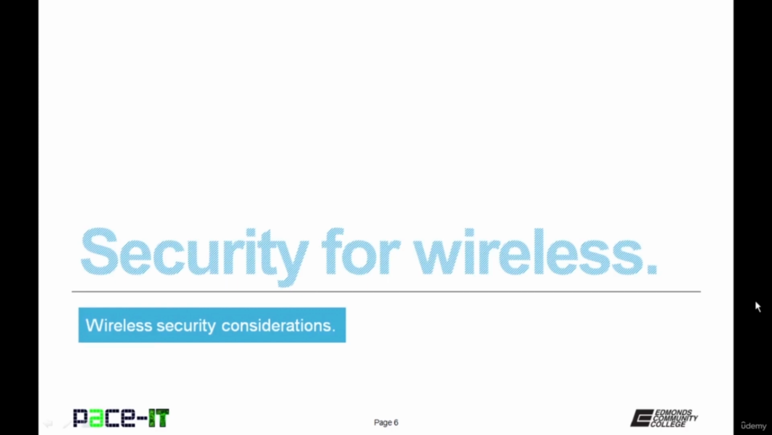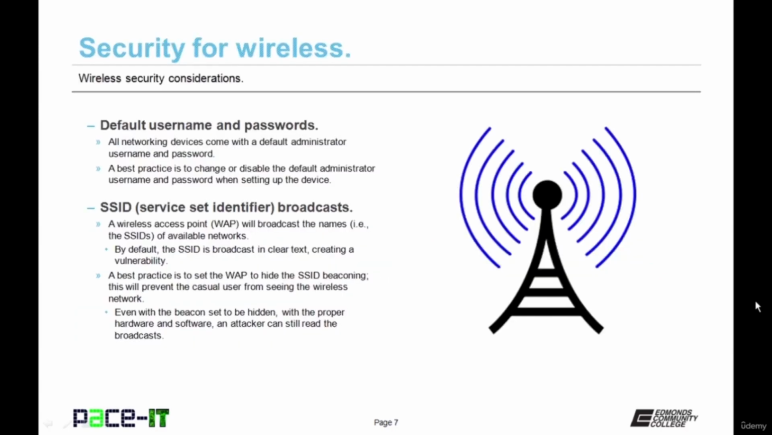Now let's move on to security for wireless. First up is default username and passwords. All networking devices come with a default administrator username and password. A best practice is to change or disable the default administrator username and password when setting up the device. These defaults are well known and do represent a security vulnerability.